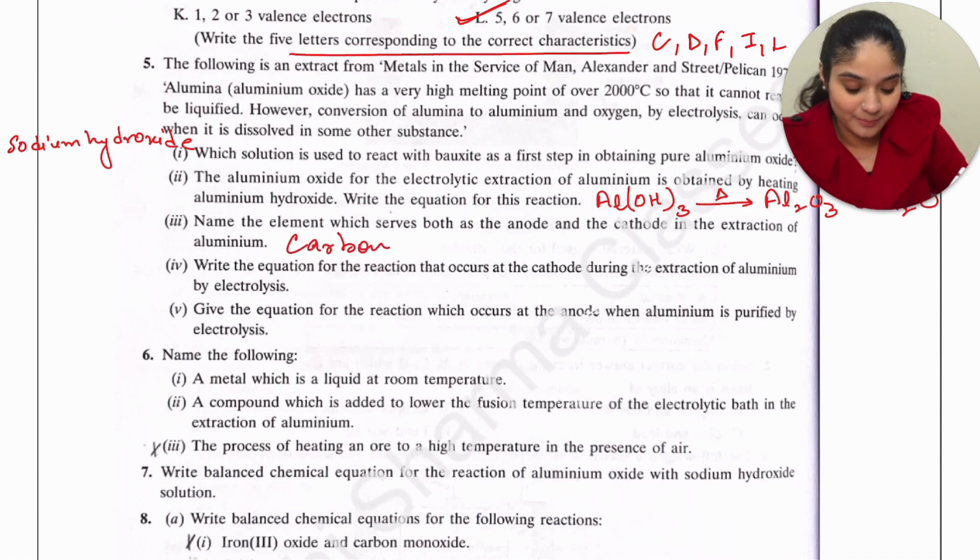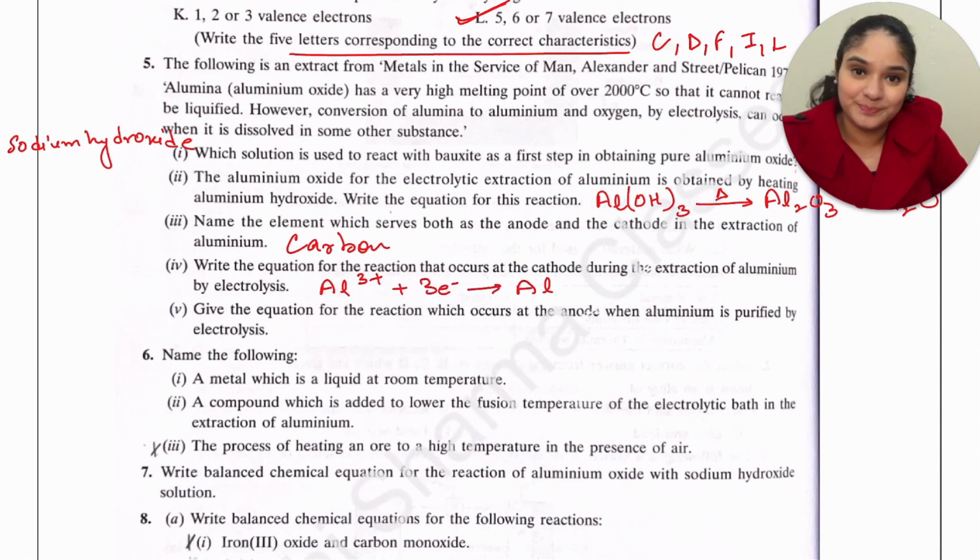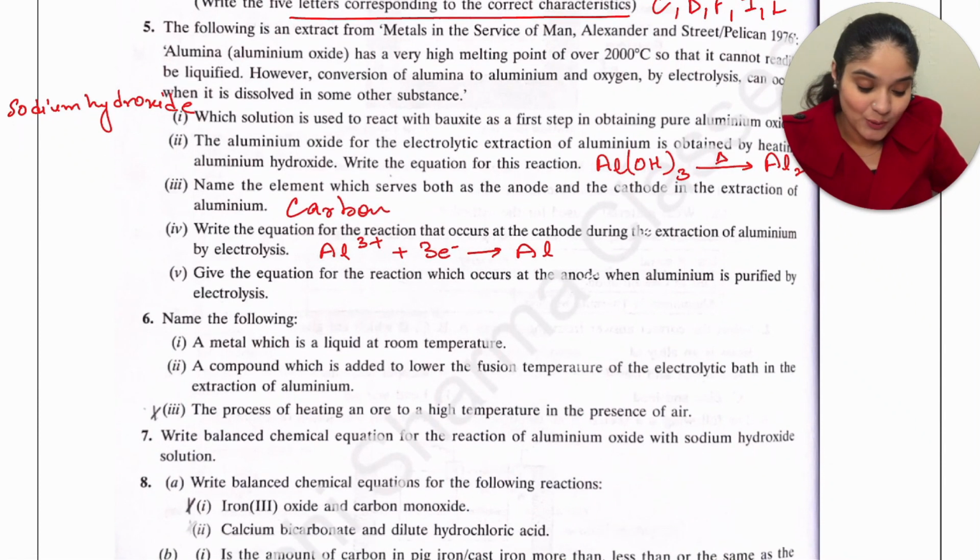Pretty obvious answer. Write the equation for the reaction that occurs at the cathode during the extraction of aluminium by electrolysis. So at cathode, if you remember, you get aluminium. Pure aluminium gets collected at cathode. So what will the equation be? It would be Al3+ plus 3 electrons will give you aluminium. Next is give the equation for the reaction which occurs at anode. So at anode it would be losing electrons. So Al minus 3 electrons will give me Al3+.